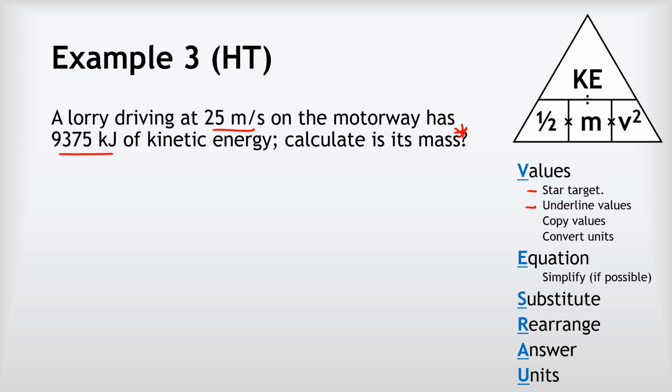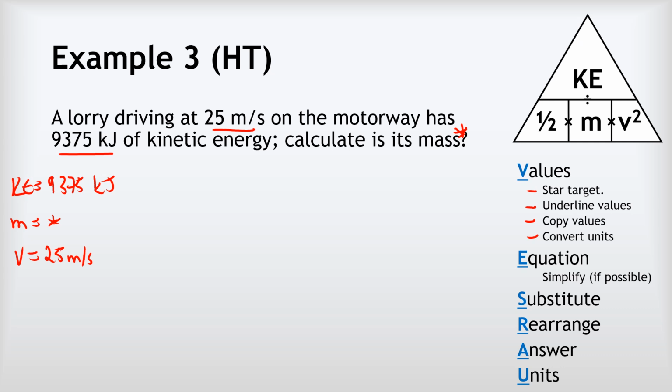Underline the values, I've done that already. Copy those values out. So we're going to say KE equals 9,375 kilojoules. Don't forget the units. M equals star because we don't know that, and the V, the velocity, is 25 meters per second. Next, make sure we convert any units.